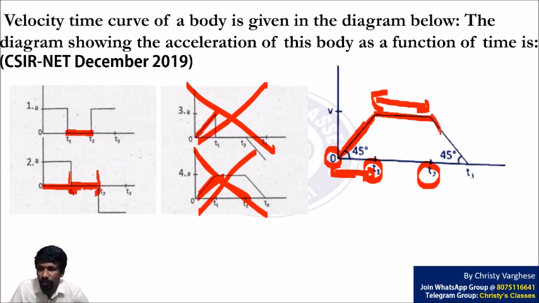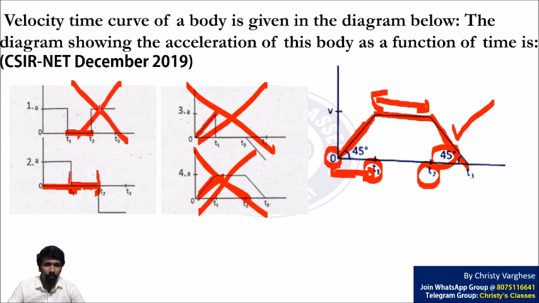Now the third region, t2 to t3, the velocity is decreasing with respect to time. Velocity decreasing at a constant rate also, because that is like a 45-degree angle. 45-degree means it is constantly decreasing. That is why the first graph is wrong, because here the acceleration is, sorry, it is negative acceleration. Acceleration is constant itself, constant negative acceleration.